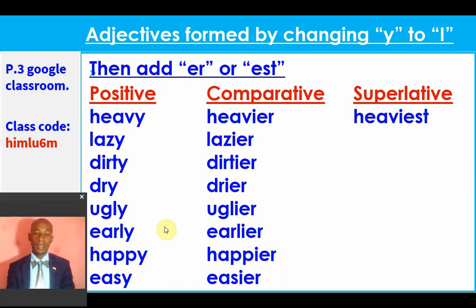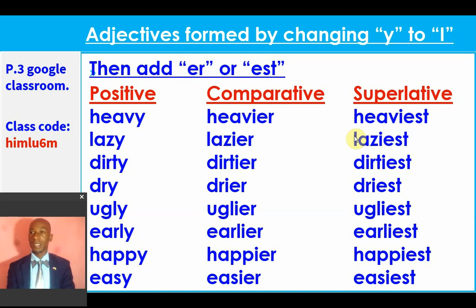Is this very clear? For lazy, we've got lazier. Are we together? Dirty, we've got dirtier. Now let's have their superlative format. Here we get laziest. Laziest, dirtiest, driest, ugliest, earliest, happiest, easiest. Are we able to read? We need to rehearse. We need to make a rehearsal.